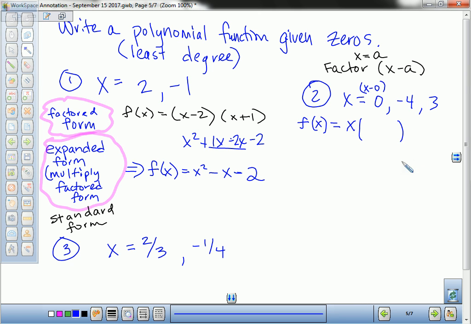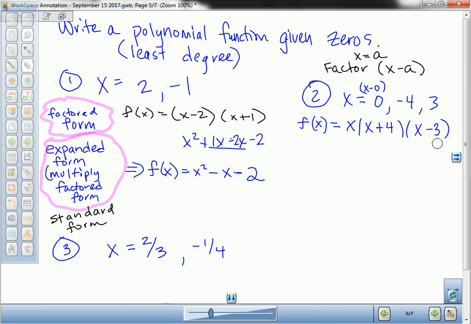What would my next factor be? X minus negative 4, which becomes plus 4. And then, what's the last factor? X minus 3. So that is the factored form there. This is factored form. Now let's do expanded, and that's where we distribute or multiply back through on this factored form.